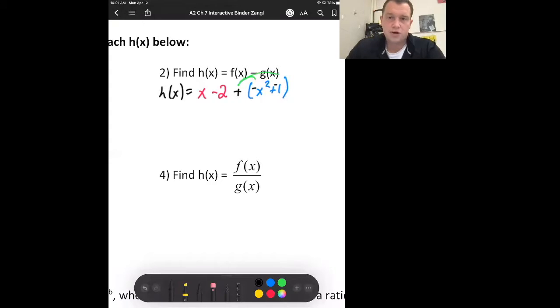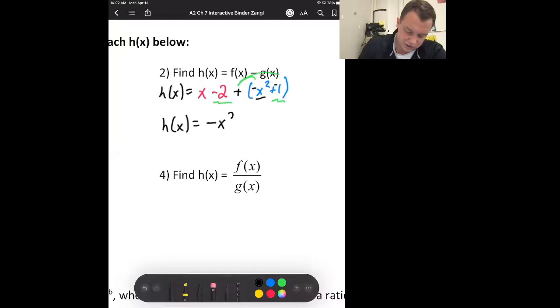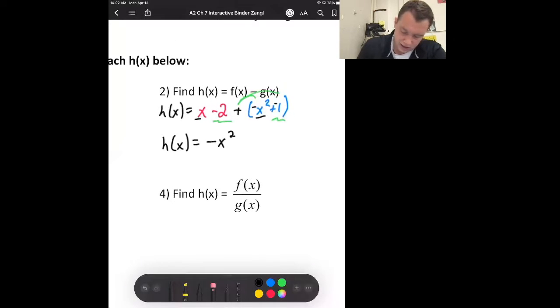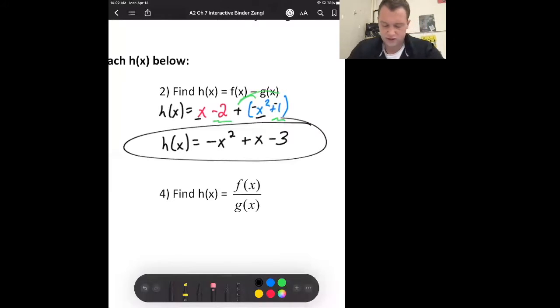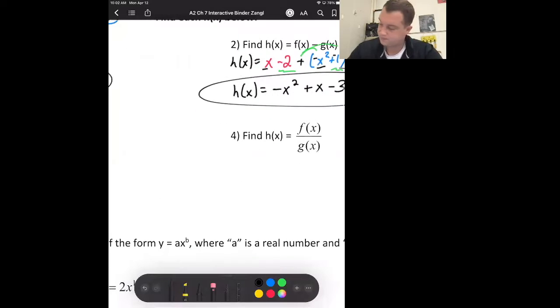Now, again, I'm going to look to combine like terms. The only like terms that I have here happen to be my negative 2 and my negative 1. When I write this in terms of h of x, again, my highest exponent goes first. In this case, it's my x squared, and that's negative, so I'm going to have negative x squared. My x then happens to be positive, so I'll have plus x. And then negative 2 minus 1 is negative 3. So my final answer here would be h of x equals negative x squared plus x minus 3. Very nice.